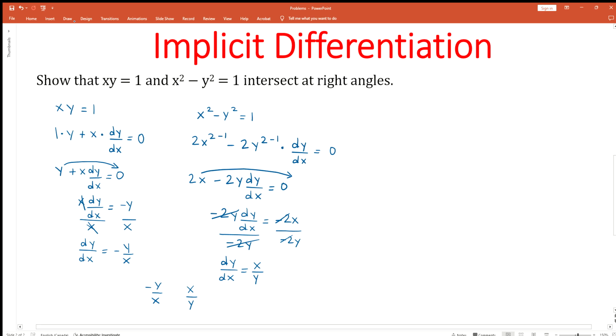If we use the same x and y values in the dy over dx expressions we got for the two given equations, we will get the slopes that are negative reciprocal of each other. Since the tangents intersect at right angles, therefore the curves also intersect at right angles. So this is how we can explain our answer. So these are the steps you have to keep in mind to solve a problem like this one.